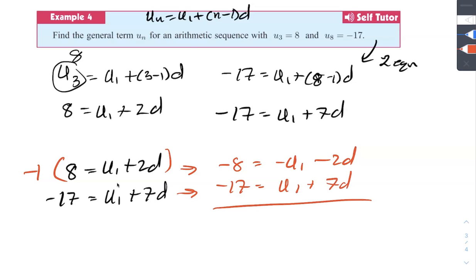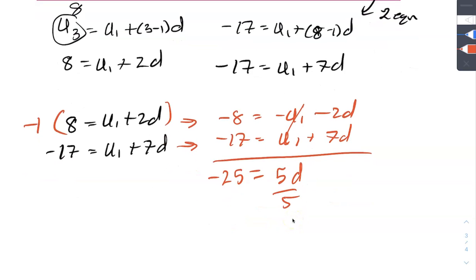It's u1 plus 7d. Again, I like to multiply one row by negative and add to make it easier. So add these guys down. I get negative 25. These cancel, and I get 5d. So then we just divide by 5, and d equals negative 5.